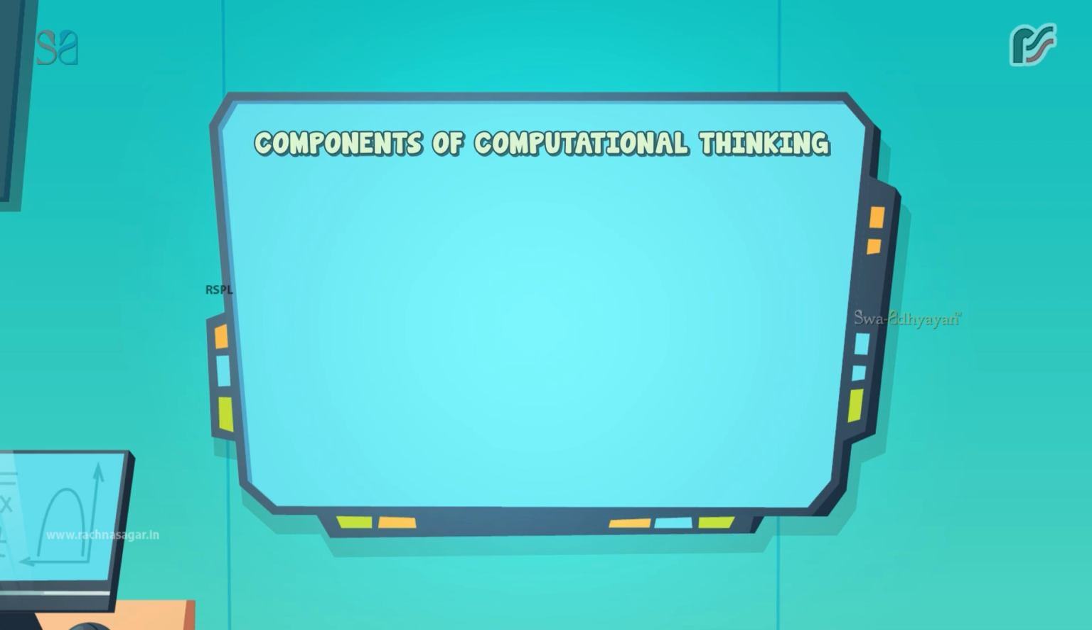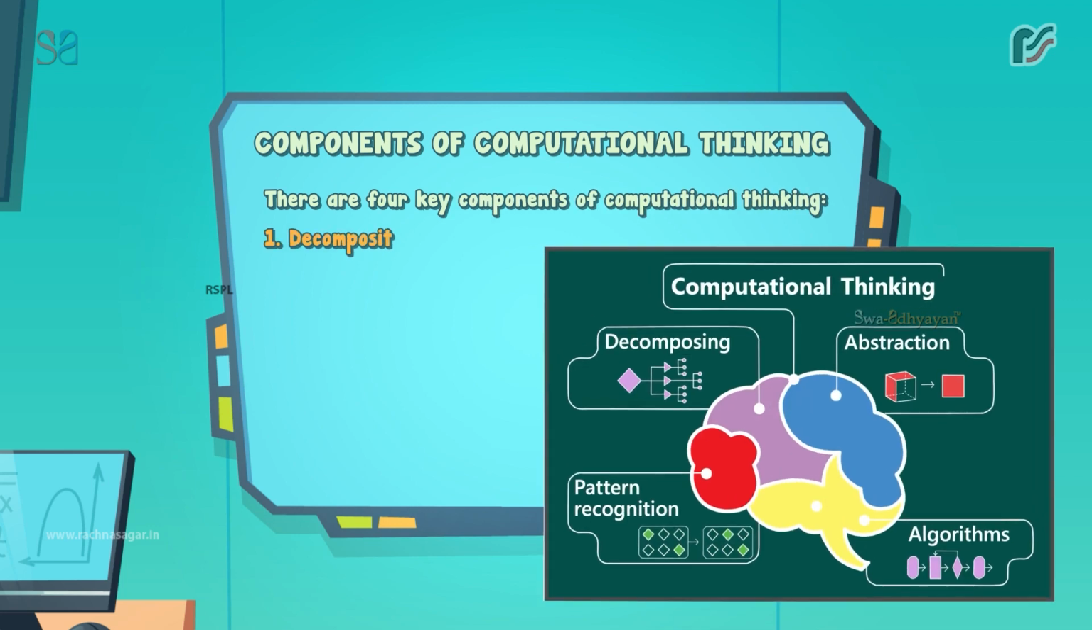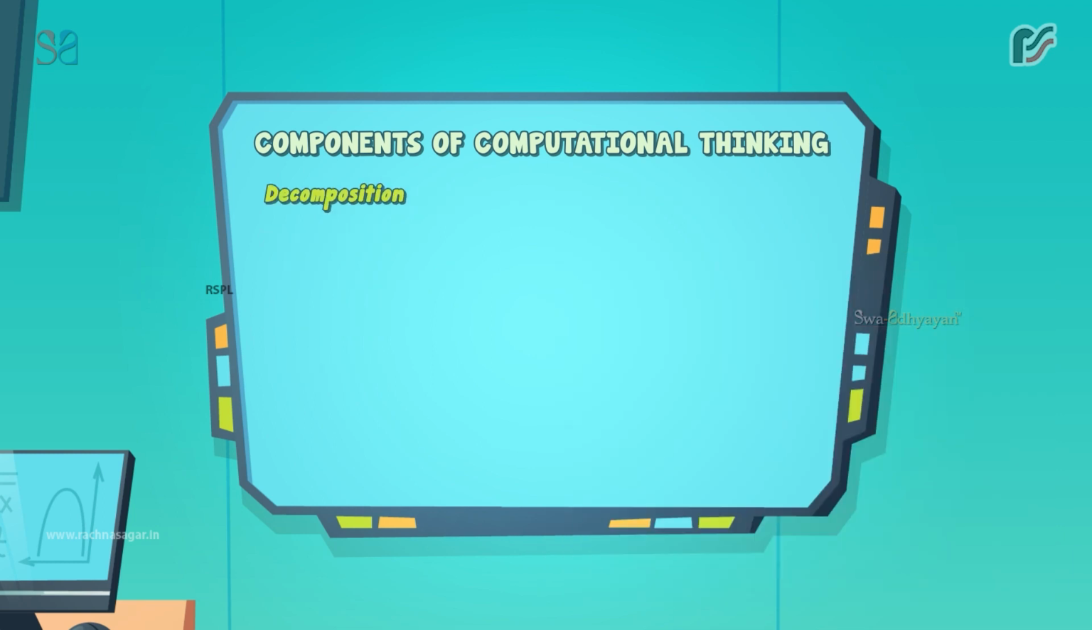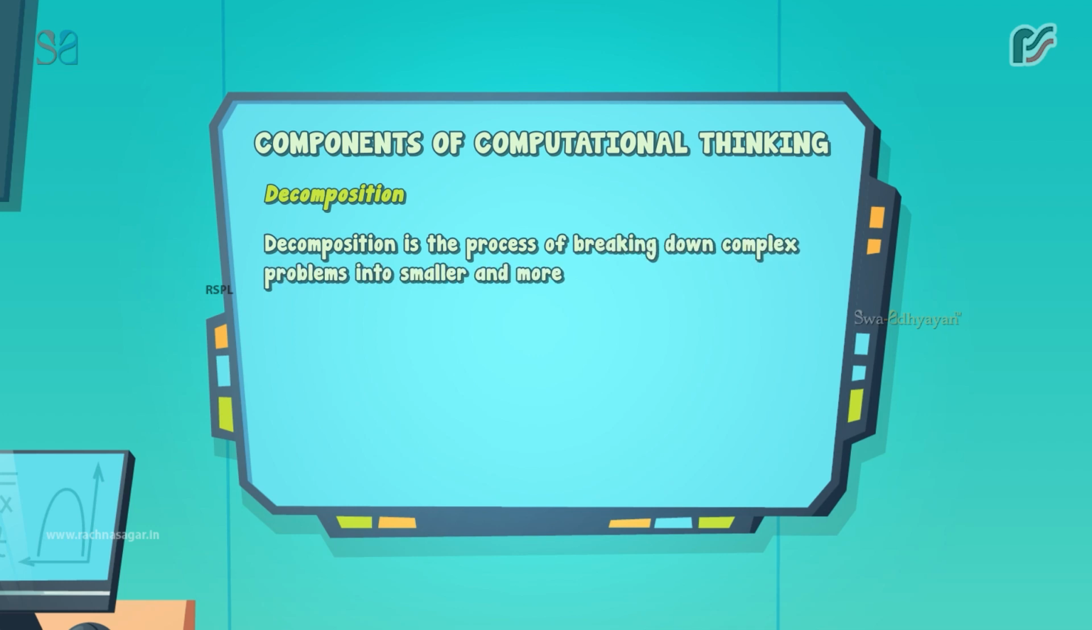Let's go into the components of computational thinking. There are four key components of computational thinking, which are decomposition, pattern recognition, abstraction, and algorithm. Let us understand these components of computational thinking in detail. Starting with decomposition. It is the process of breaking down complex problems into smaller and more manageable parts.